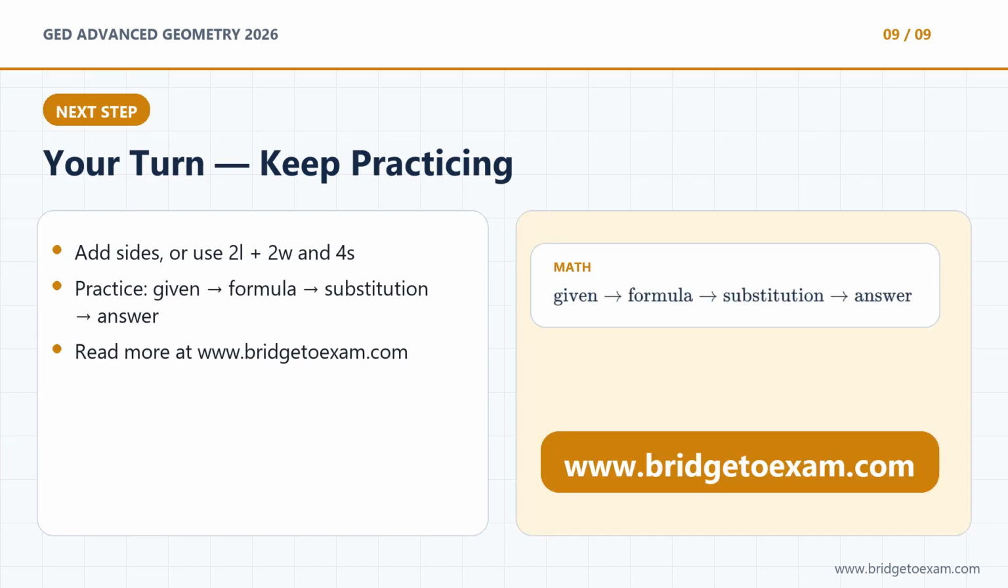Excellent work today. You can now add up sides, use the rectangle and square shortcuts, find a missing side from the total, and add a cost step. Your mastery check is the 10 practice questions for this session. For each one, write it out this way. Given information, then formula, then substitution, then the answer with units.